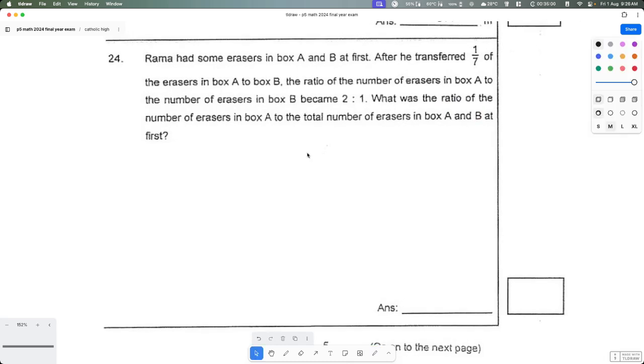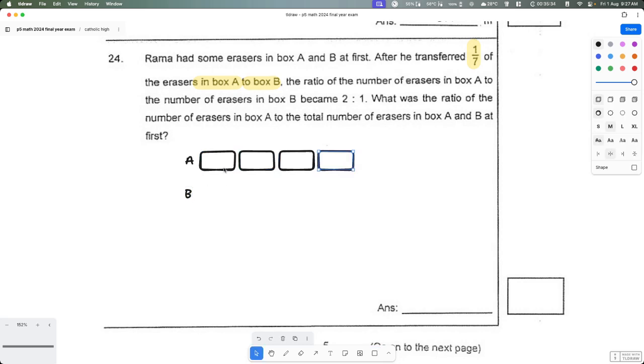Okay, so now what we know is that 1/7 of the erasers in box A were transferred to box B. That means box A to box B is 2:1. So in this case, I'm going to put A, and then B as well. So 1/7 means we will draw 7 units: 1, 2, 3, 4, 5, 6, 7. So we have 7 over here.